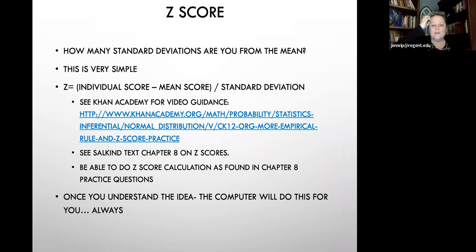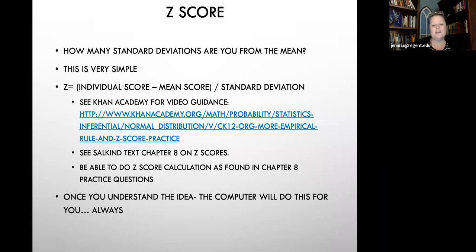Right. And you can calculate it. It's the individual score minus the mean score divided by the standard deviation. If this is totally new to you and you've never heard of a Z-score before, Khan Academy has some nice things for 12th graders to catch you up on normal distribution and Z-score practice. So I recommend it if you need that.